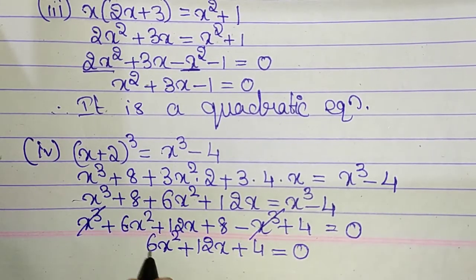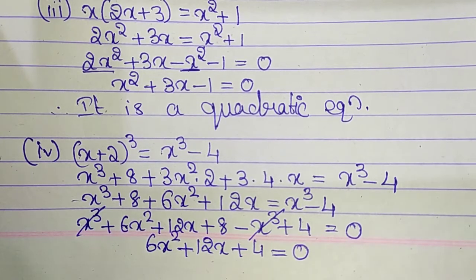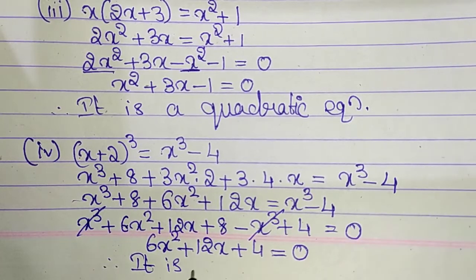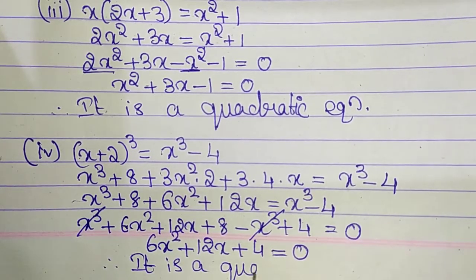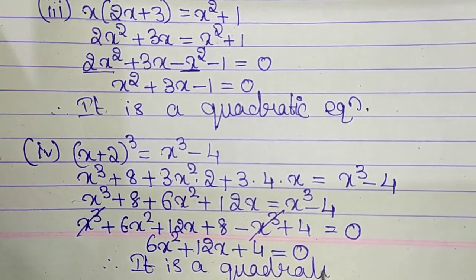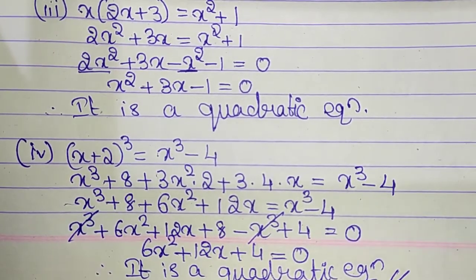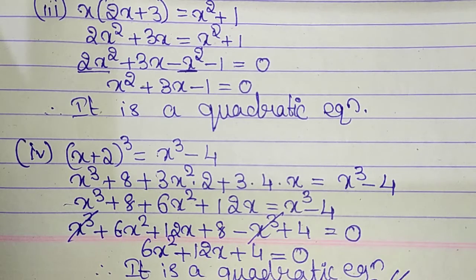So it is of the form ax^2 + bx + c = 0. Therefore, it is a quadratic equation. So this is the required solution for your solved example 2 from your textbook.